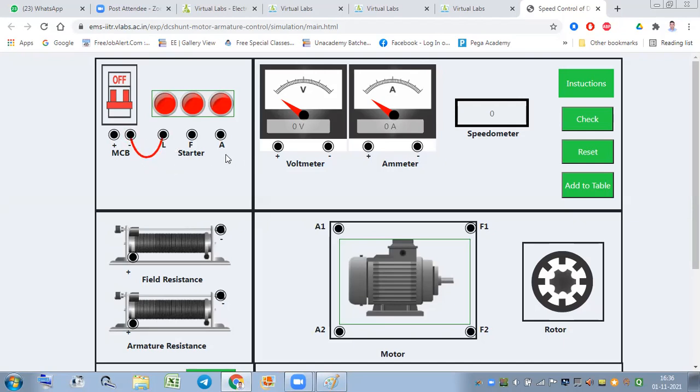In the starter, there are three terminals: L, F, and A. Can anyone say what L, F, and A mean? L, F, and A are nothing but L for line, F for field, and A for armature. So first we have to connect the MCB with the starter.